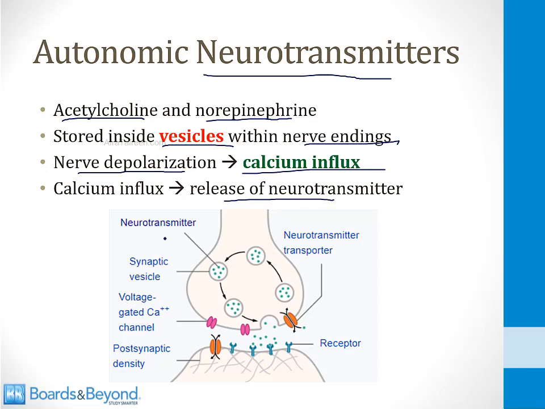Let's take a look at this picture on the screen here. We've got a neurotransmitter, those are the green dots, stored inside a vesicle. When the neuron depolarizes, voltage-gated calcium channels will open and allow calcium to come inside of the neuron. That triggers the synaptic vesicle to fuse with the membrane of the neuron. This is a process called exocytosis, and then the neurotransmitter is dumped into the synaptic cleft where it can go and bind to receptors on the postsynaptic neuron.